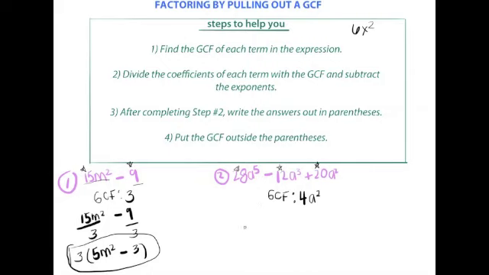Okay, and we rewrite everything. We have 28a to the 5th, minus 12a to the 3rd, plus 20a squared, and I divide it by our GCF, which is 4a squared.